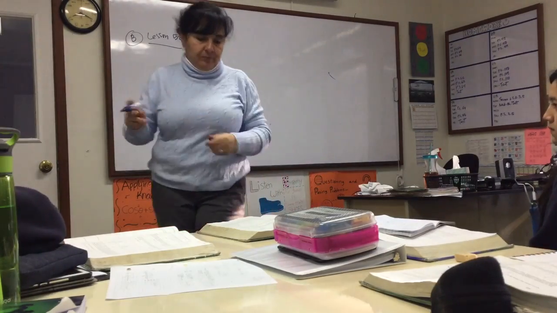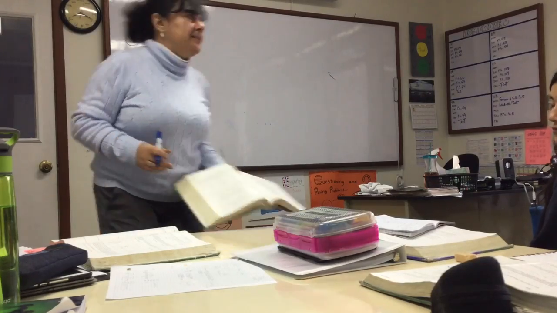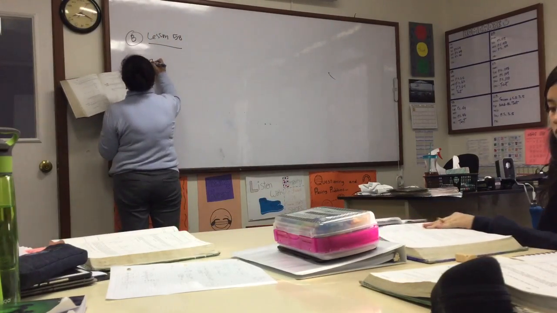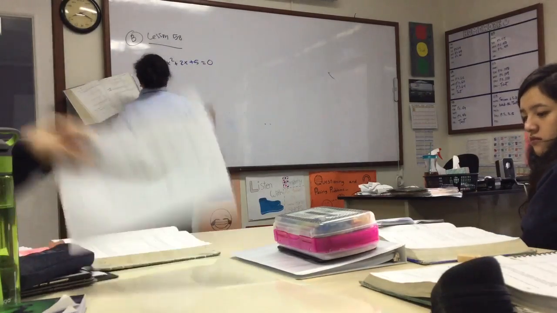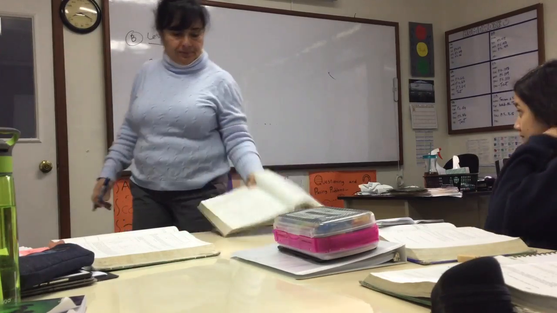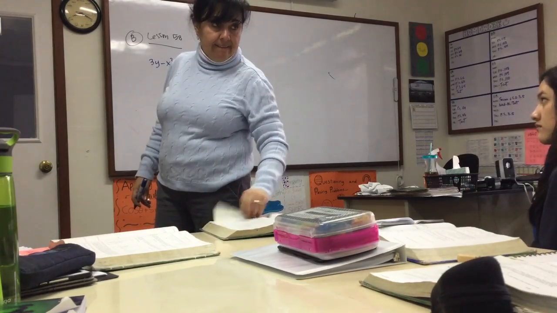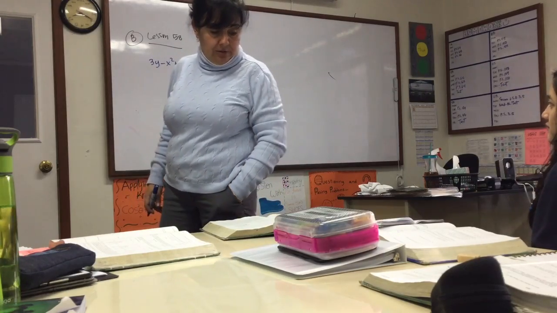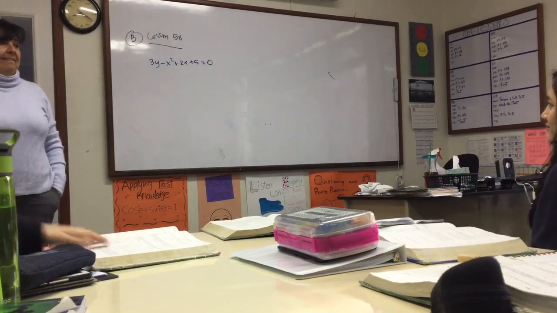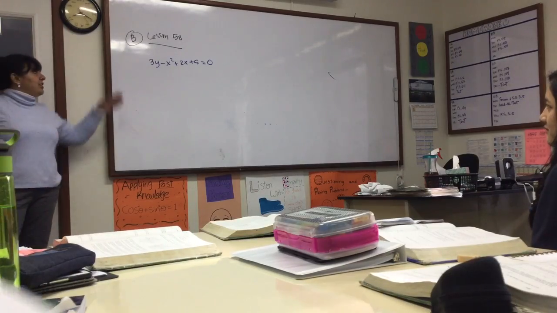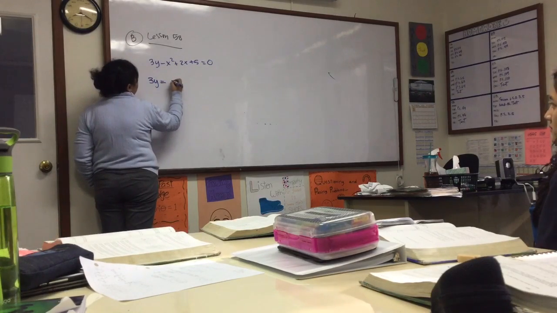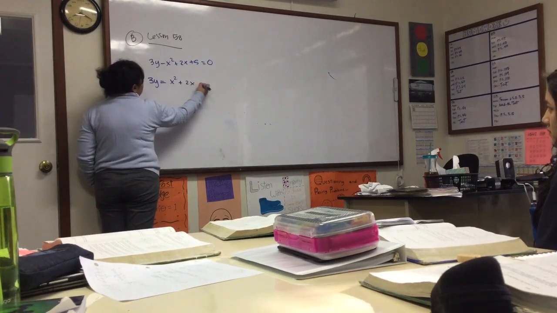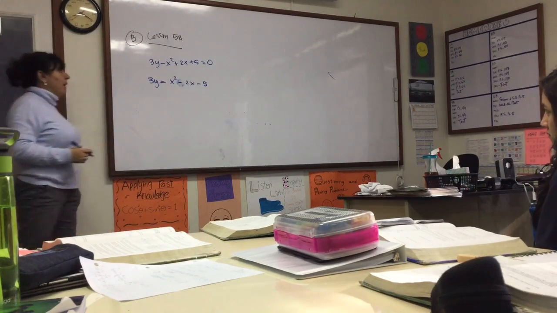Okay, so what are they going to give you? They're going to give you this: 3y minus x squared plus 2x plus 5 equals 0. What's the first thing you do? Does this look anything like y equals...? 3y equals x squared minus 2x minus 5. Okay, now I have the y's on one side.